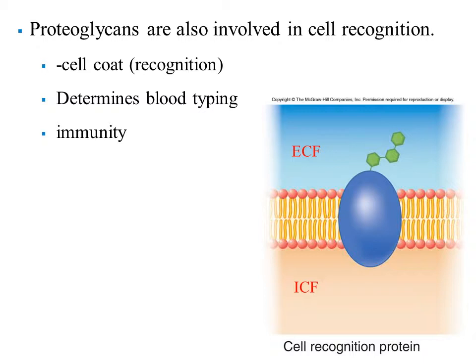The fingerprint is created through the proteoglycans. So proteoglycans are involved in cell coat, which is recognition. It helps to determine blood typing, and it is involved in immunity. If I inject you with Neisseria gonorrhoeae, your immune system is not going to identify it as self because, no, the bacteria doesn't have these 3 hexagonal shaped sugars attached. So therefore your immune system will try to destroy the Neisseria bacterial infection.